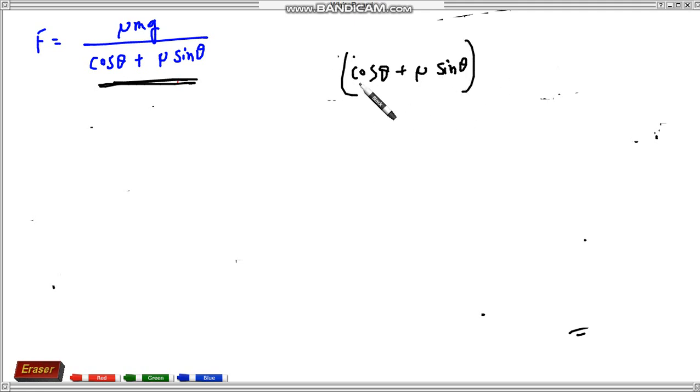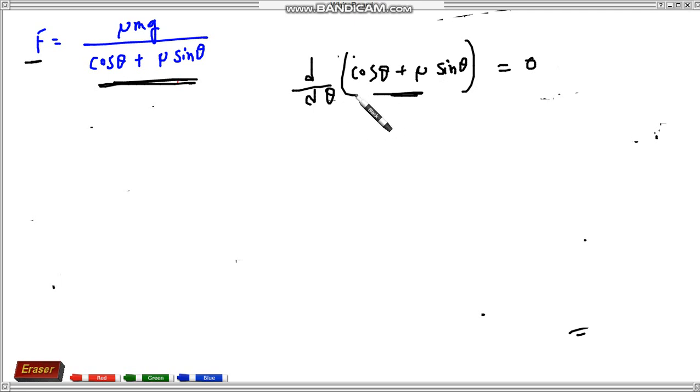Okay, so if this term is maximum, then f will be minimum, and this term will be maximum when d by d theta of this term will be 0. This is the calculus method. So if we take the derivative once with respect to theta for this expression and make it equal to 0, then the value of theta gives you the maximum condition, that is, for which value of theta this expression will be maximum.